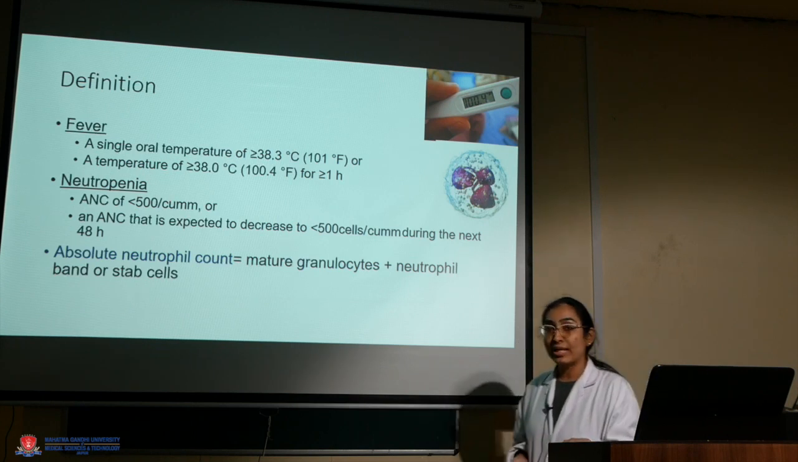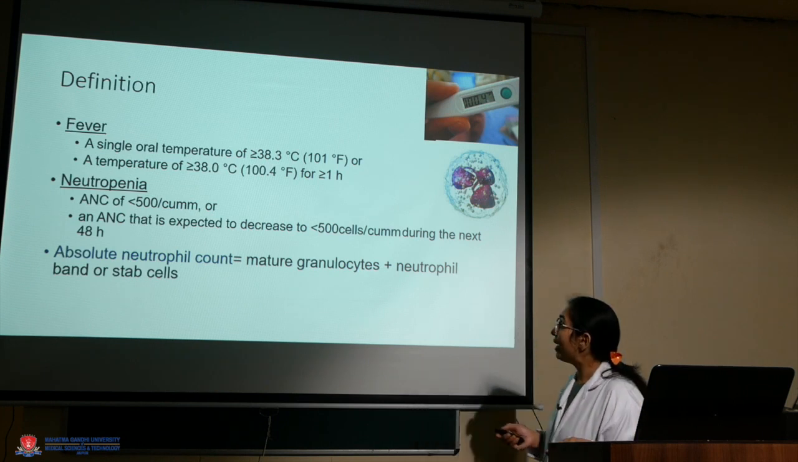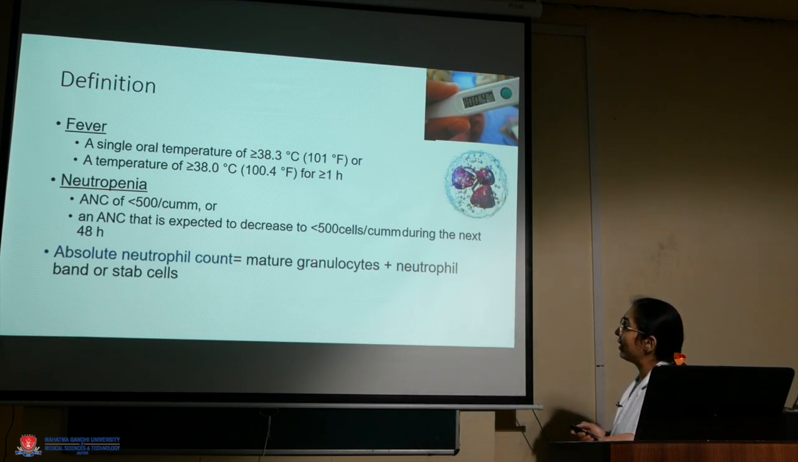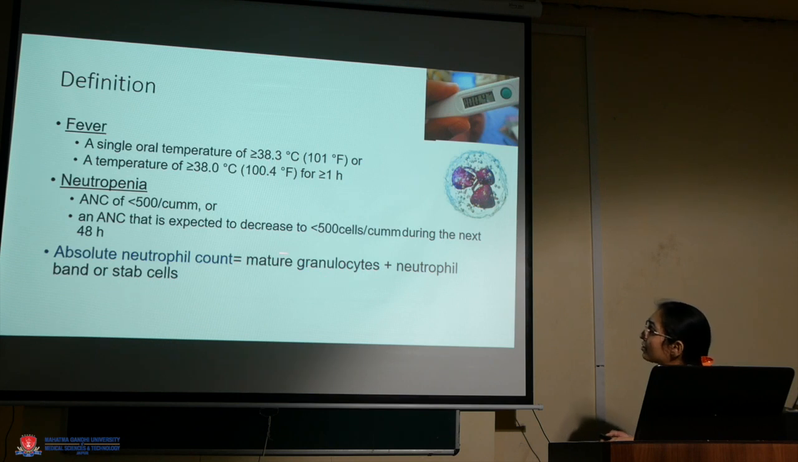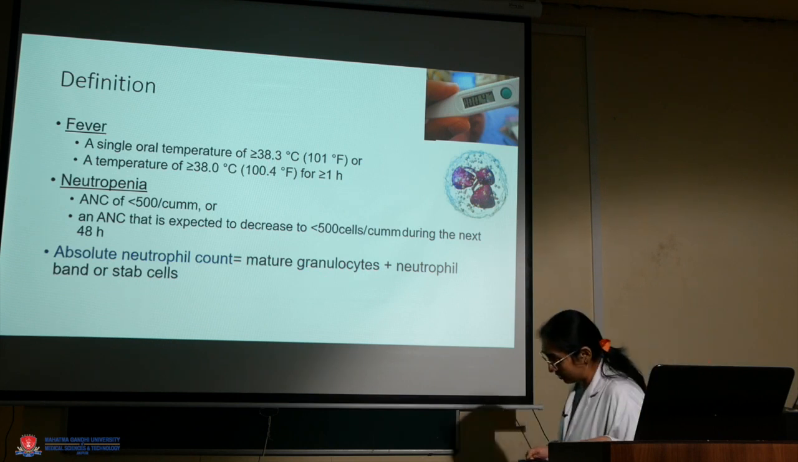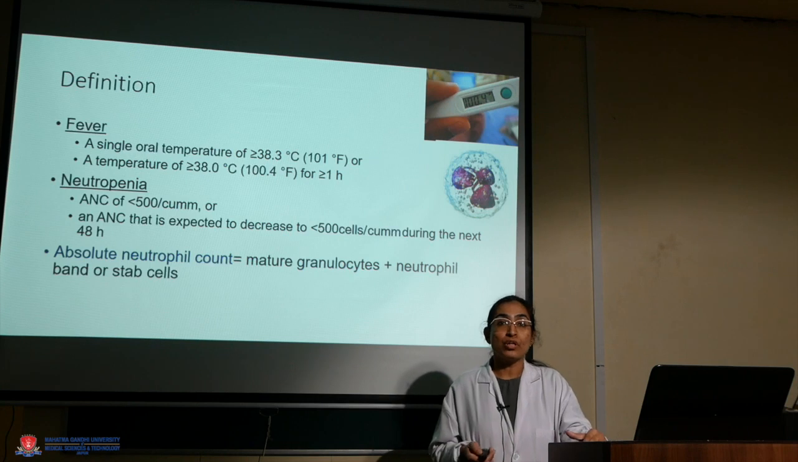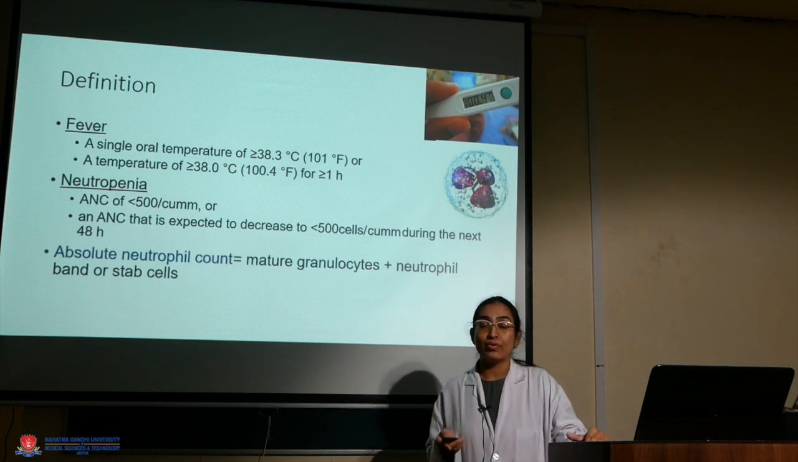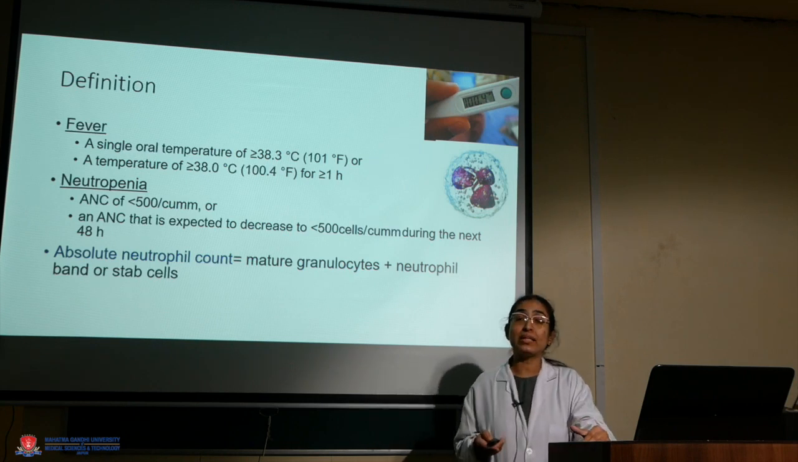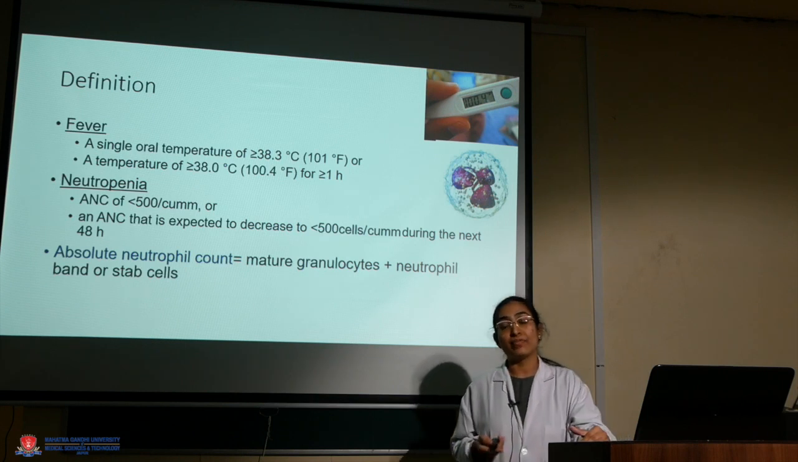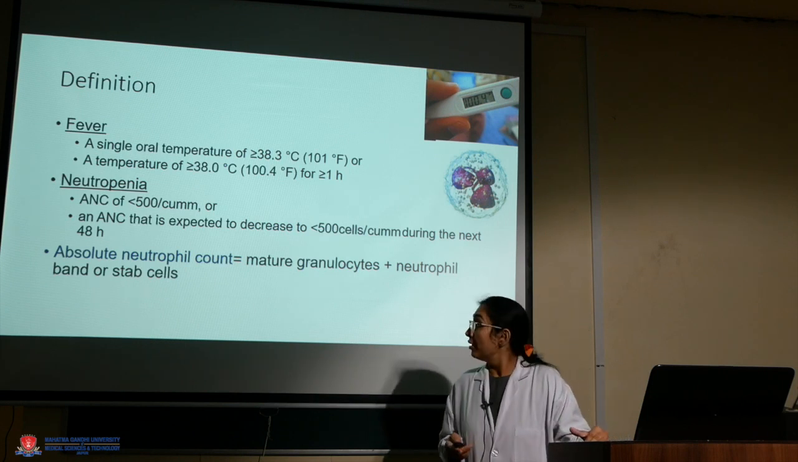And how do we calculate absolute neutrophil count? We calculate it by adding the mature granulocytes plus neutrophil or band cells or stab cells. They constitute the neutrophil count. So how do we do that actually? We have a whole blood white blood cell count in our CBC. We multiply it with the percentage of neutrophils.